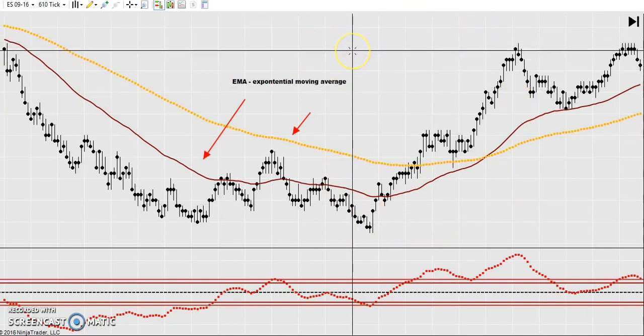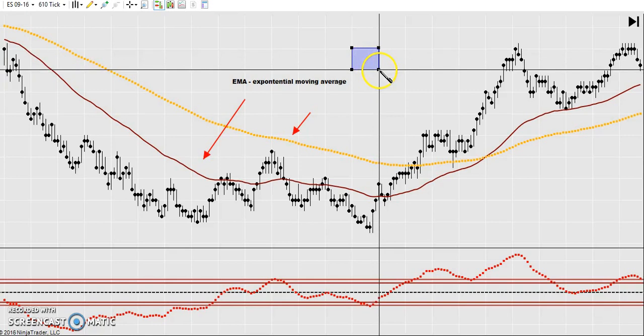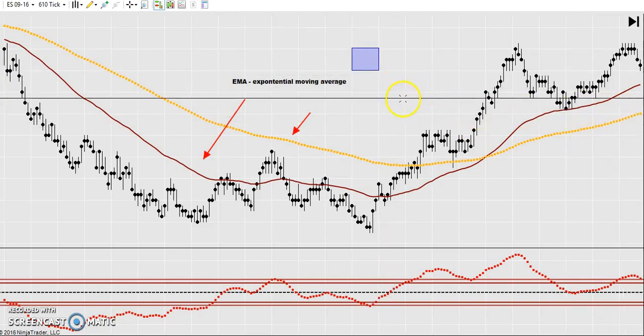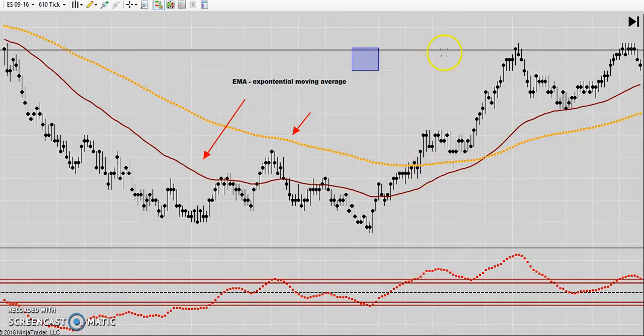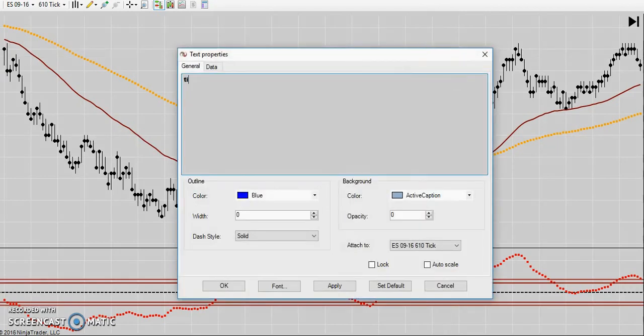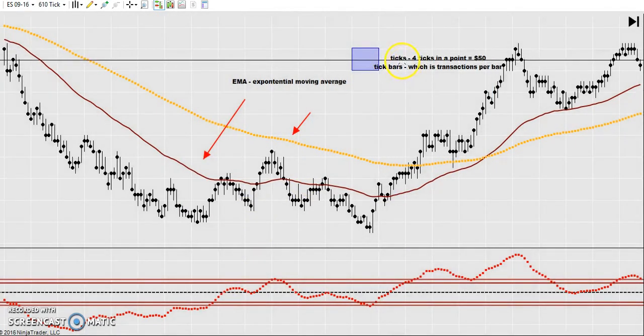Each box is a point, which is $50 in the futures market, and it is split into 4 ticks, which is different than these ticks. I know in the futures market it's a little bit crazy. You have the ticks, which are 4 ticks in a point, which equals $50, and then you have the tick bars, which is transactions per bar. They're called the exact same word, but they have totally different meanings. So this right here is 1 point, and it's split into 4 ticks.